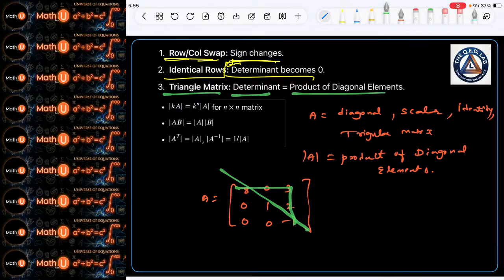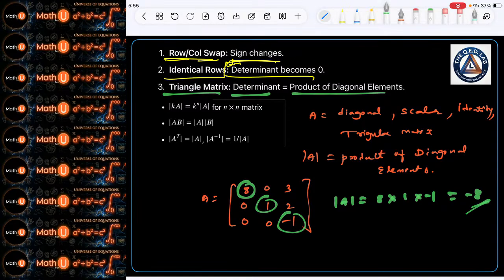Then if it is upper triangular matrix, determinant of A is equal to product of diagonal elements. These are the diagonal elements, 8 into 1 into minus 1, that is equal to minus 8. It is the same for diagonal, scalar, identity or lower triangular also. You should remember.